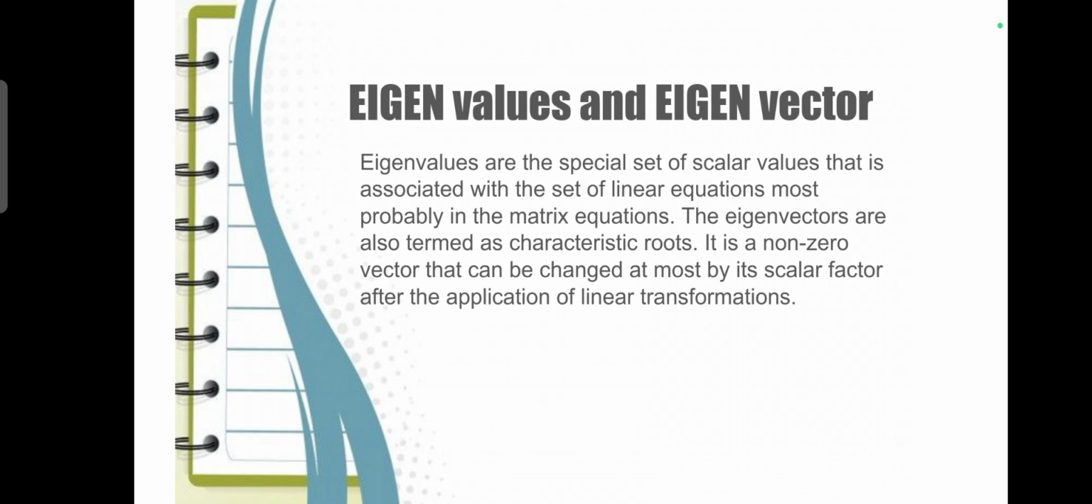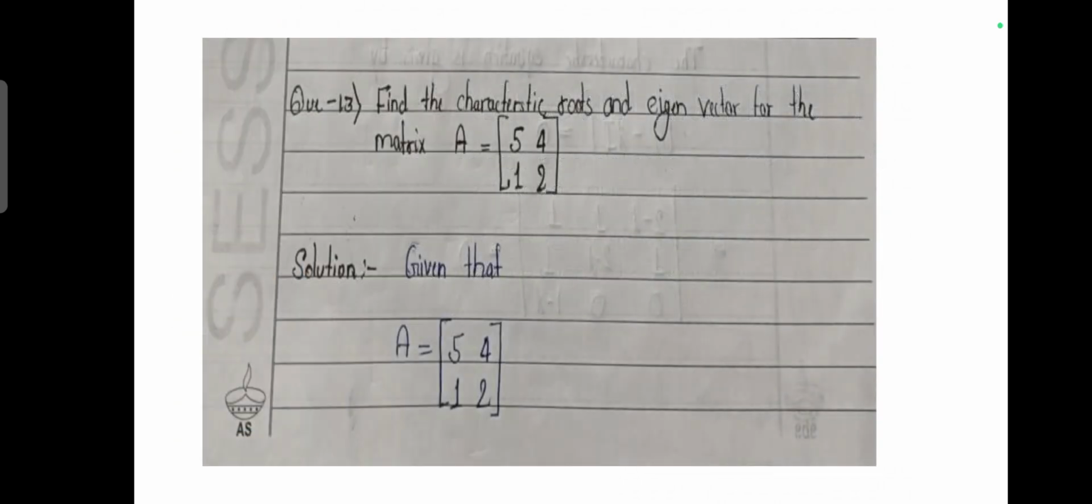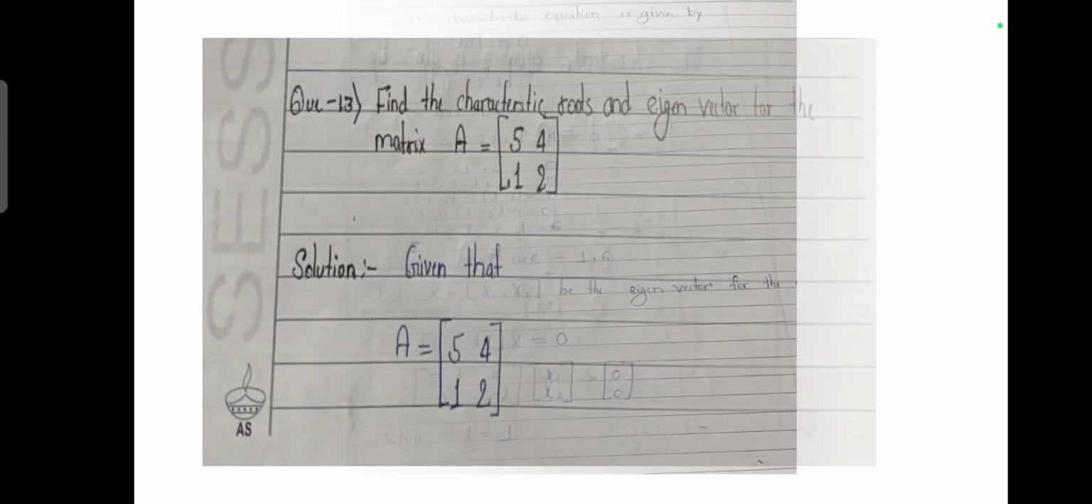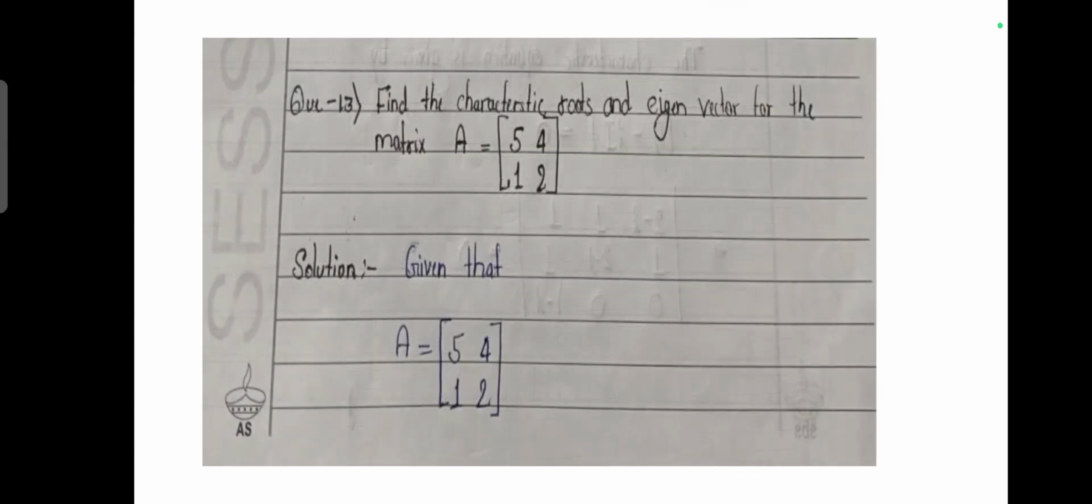Now, moving to the next, we are going to solve a question on the basis of characteristic roots and eigenvectors. In this question we will find the characteristic roots and eigenvectors. Characteristic roots can also be called eigenroots. So we have given matrix A equals to [5 4; 1 2].